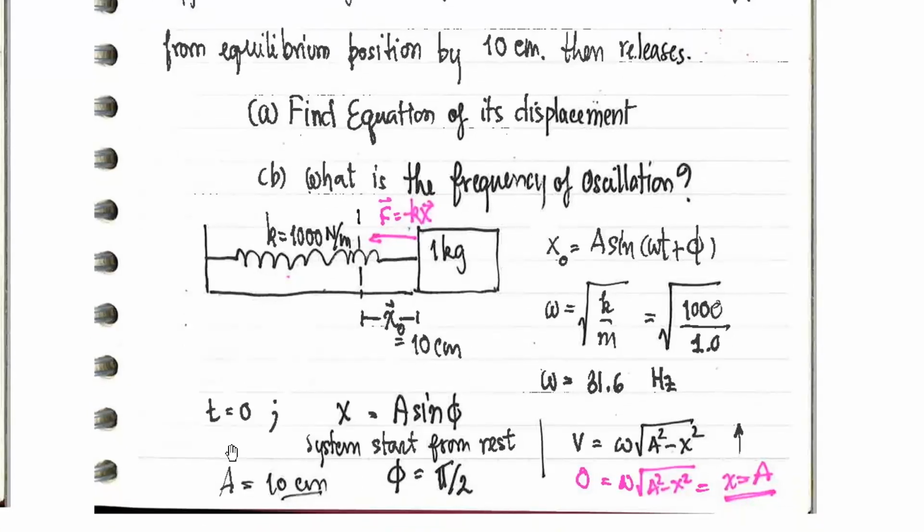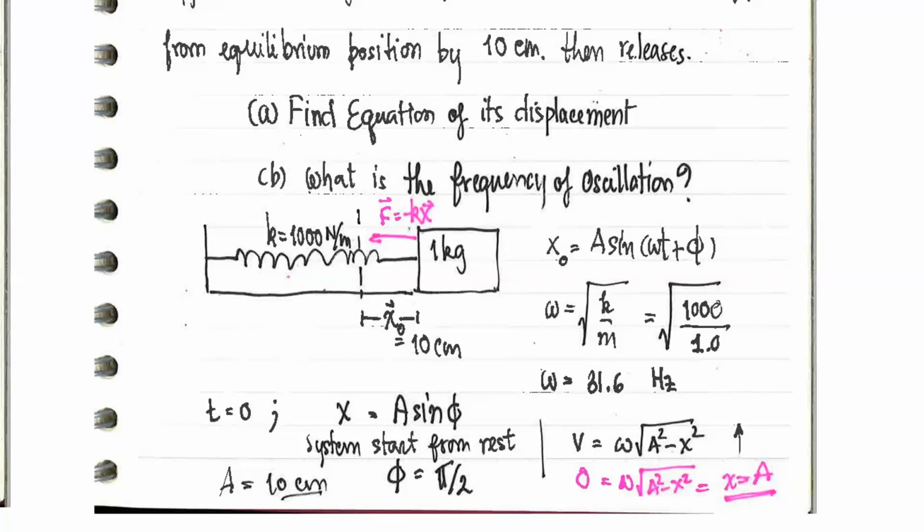Now we can use this because at the beginning the velocity is 0. We have another equation for this, because the velocity of an object at displacement x can be found by v equals omega times the square root of A squared minus x squared. Because at the beginning the velocity is 0, x equals A at the beginning.